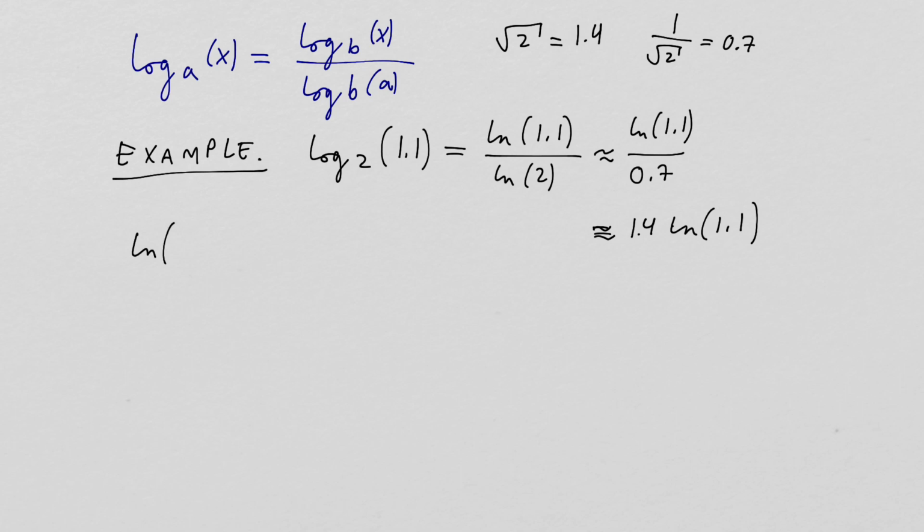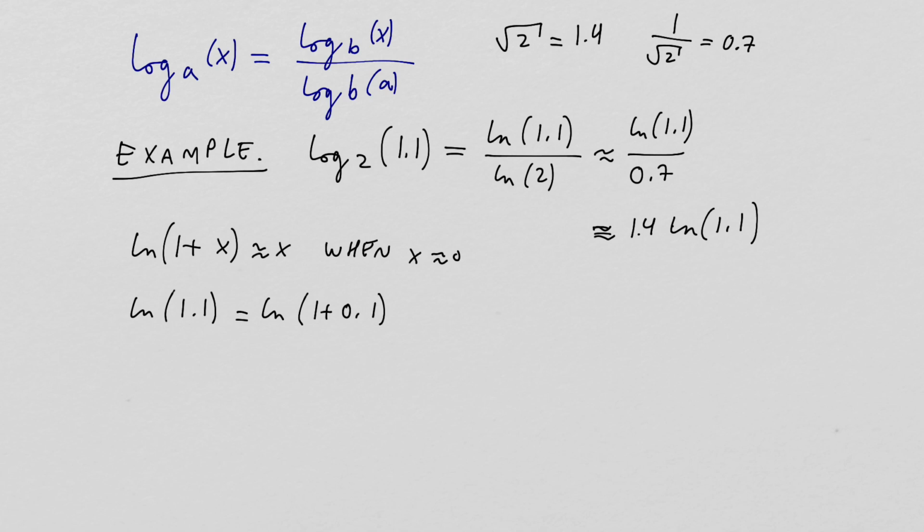For natural logarithm we have this approximation that natural logarithm of 1 plus x is about x when x is small. So natural logarithm of 1.1 is about 0.1. Plugging this to our equation, we get about 1.4 times 0.1, which gives 0.14.